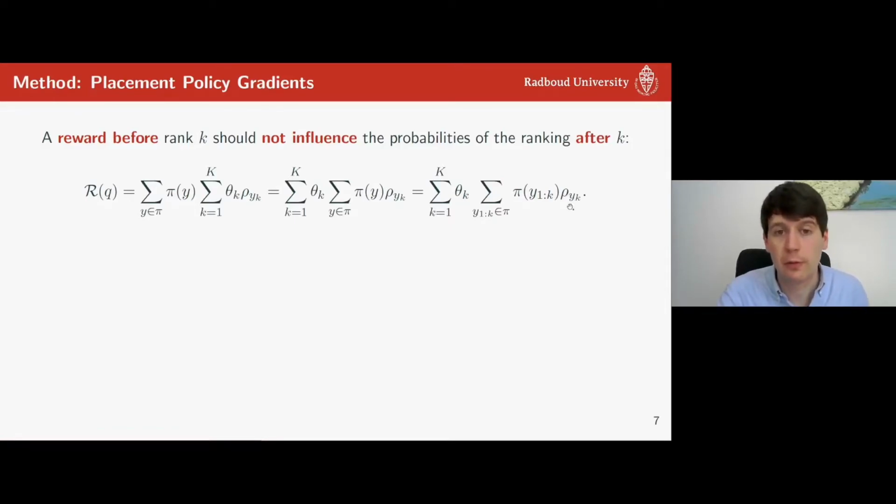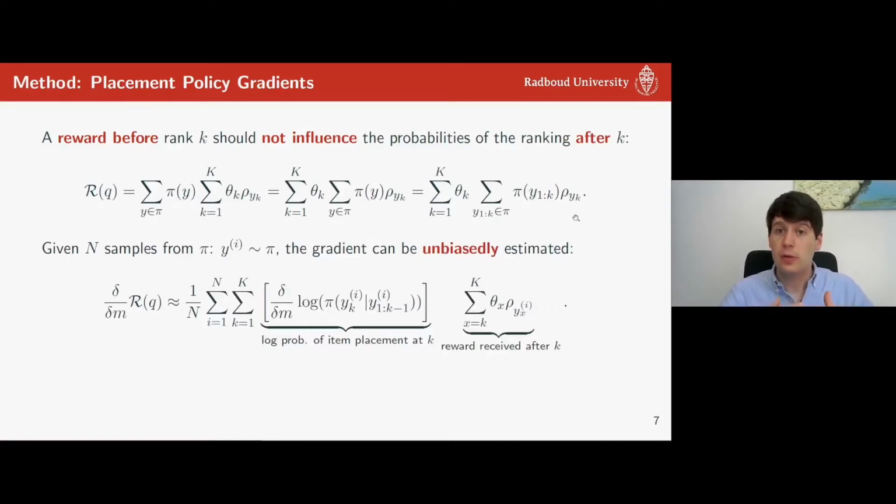But now we have an algebraic proof, and we can use this to get a new estimator, which again uses n samples from the policy. Again, it is going to average over those samples, but now it's going to sum over each rank. Then it takes the log probability of the item placement at rank k. So the item that we see at rank k, what's the probability there? We're going to take the gradient with respect to the log probability, and we'll multiply it with the reward received at rank k and after. So we place this document. What was the reward that we observed after placing this document? That's what we're going to weight the gradient by.